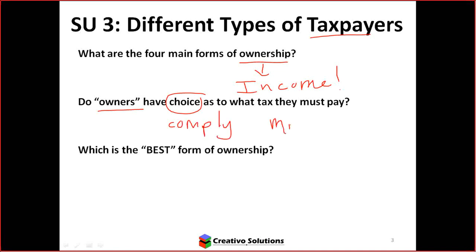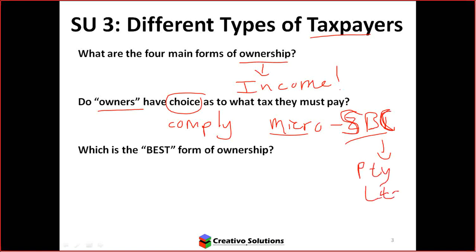So you might start as micro, then you might go SBC, and then you might go company, SBC, and then you might go big company. It all depends, but obviously you have to comply. So you'll comply with the legislation when you're very small, you'll comply with the legislation when you're a bit bigger, and then you'll comply when you're massive. Okay, either public or private, depending on the situation.